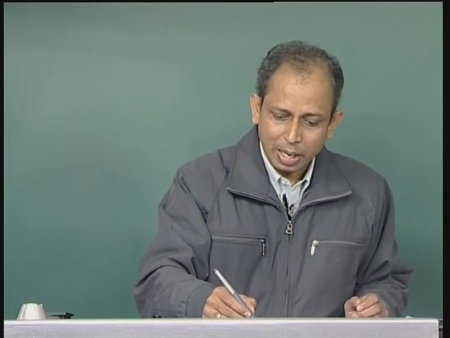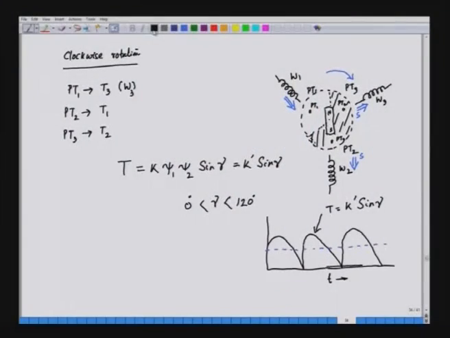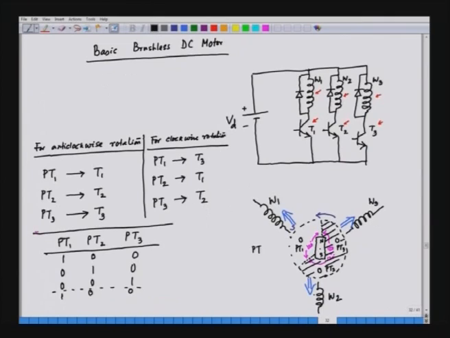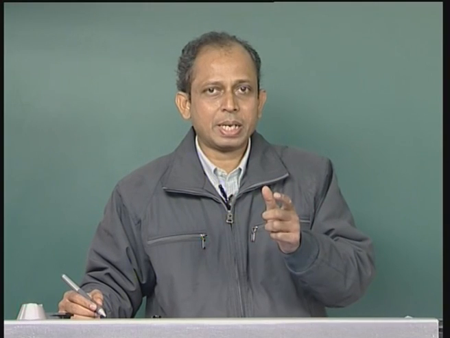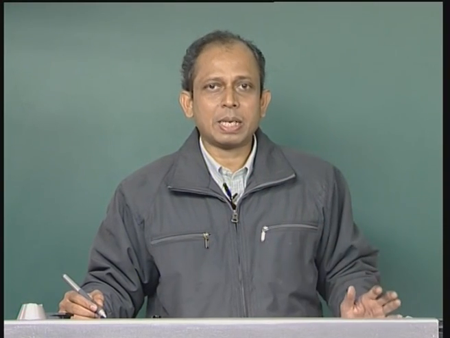Now, we will go one step ahead. Here we have a structure like this. We are exciting this from a single DC supply, and the current in every winding is in one direction. We also call this a unipolar drive. Unipolar drive means the current in every winding is in one direction, and one winding is excited for 120 degrees, and it is only in one direction.